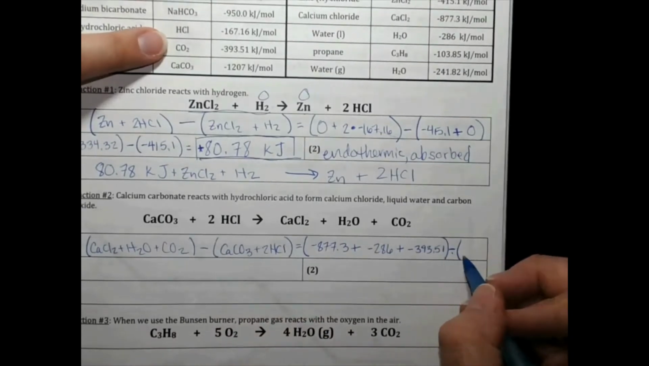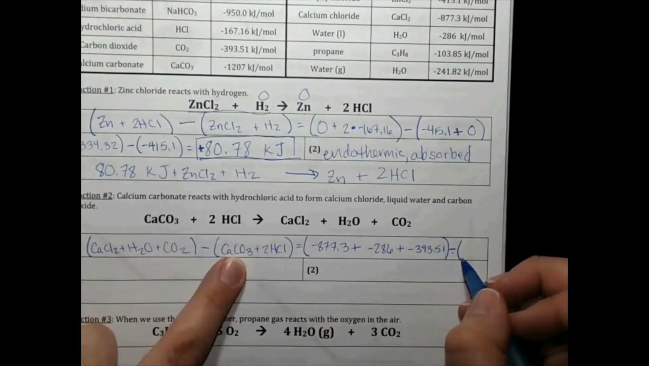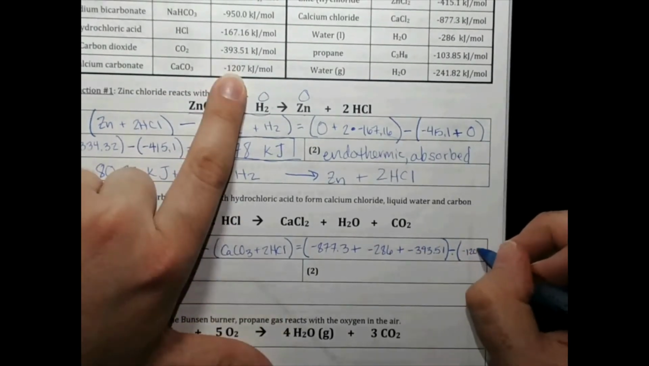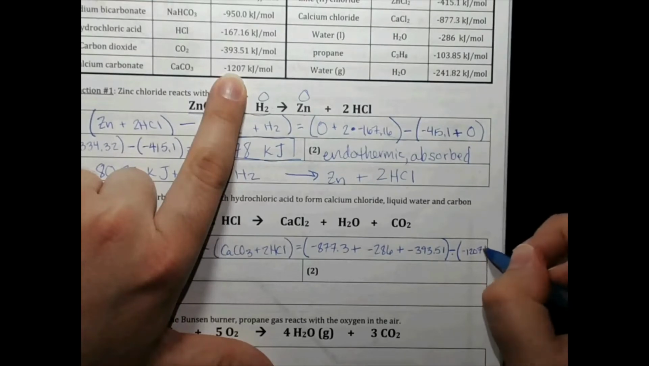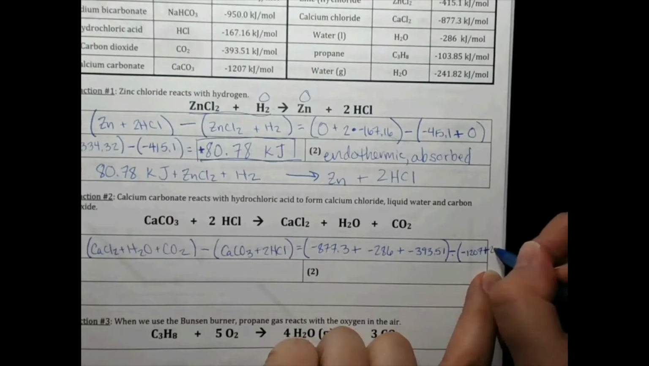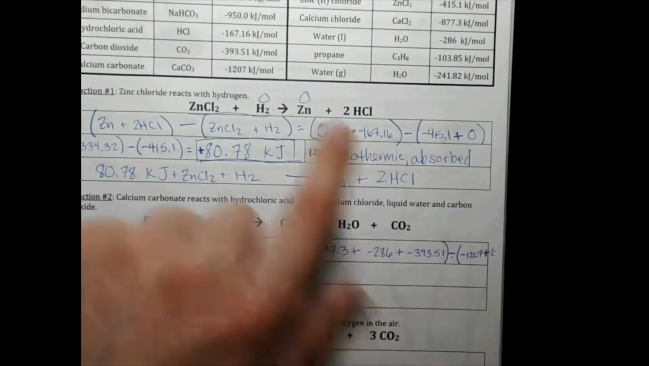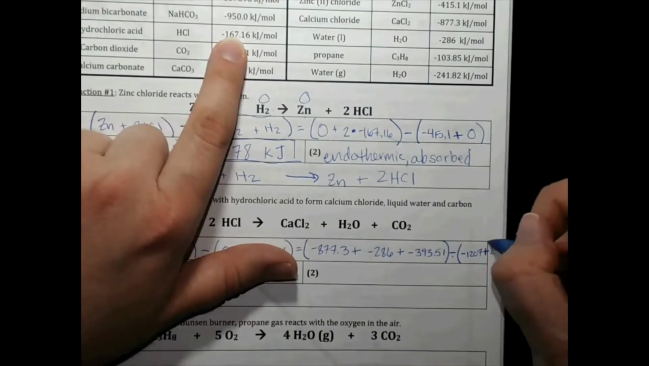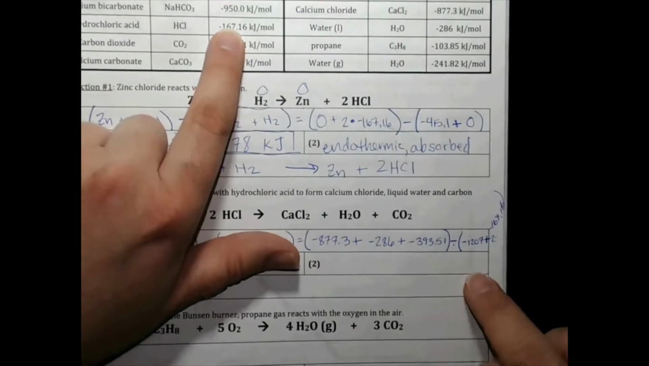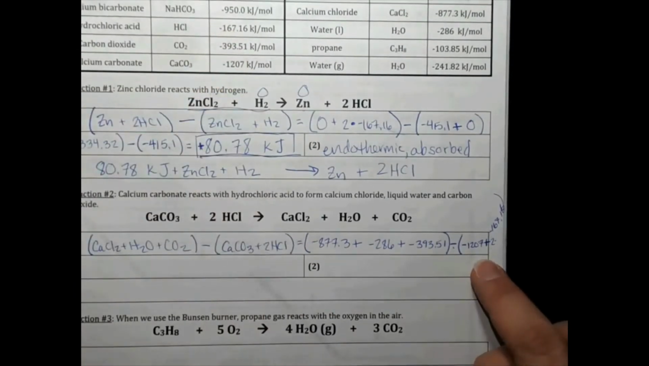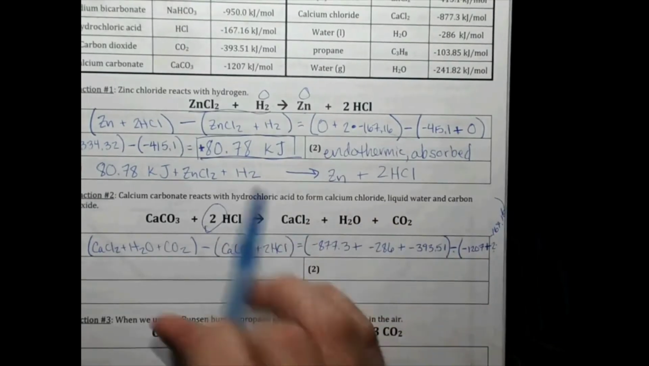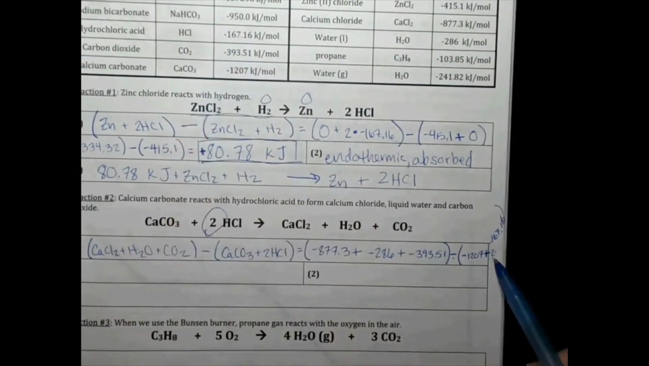And that's minus the reactants, which were CaCO3, which in my chart is negative 1207. And that reactant is plus the other reactant, 2HCl. So it's got to be 2 times the number for HCl in the chart, which is negative 167.16. I'm sorry, I ran out of room. I'm writing all sideways here. Again, since this says 2HCl, you do have to multiply the number from the chart for HCl times 2.